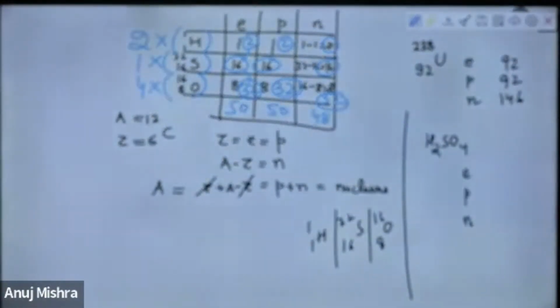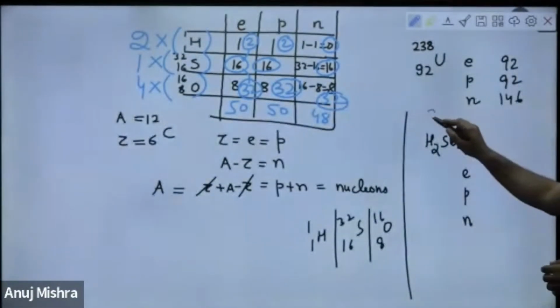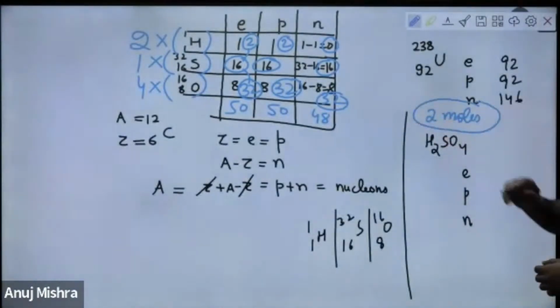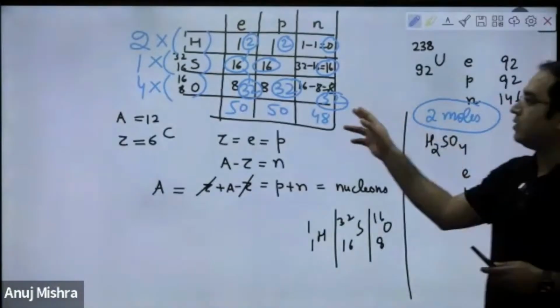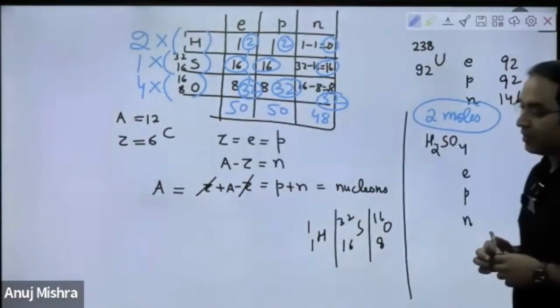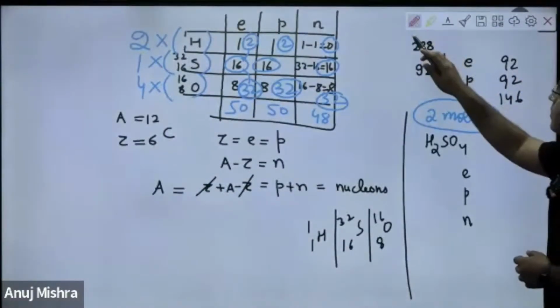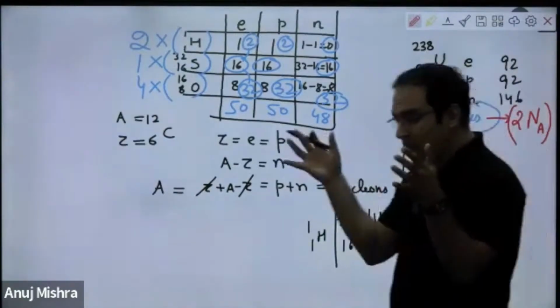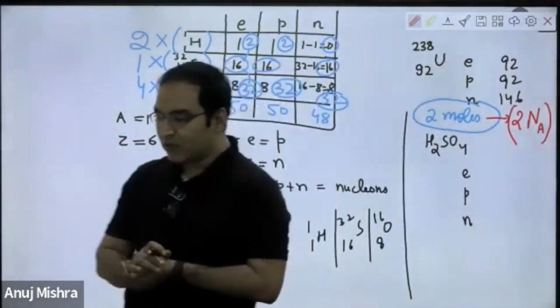Aditya, is it clear? What if you have 2 moles of H2SO4? Everybody. Shaili, can you answer? If you have 2 moles. For one molecule, this is my answer. For 2 moles, what will be my answer? 2 moles means 2 into Na. A mole is a big number. What is that number? 6.02 into 10^23.